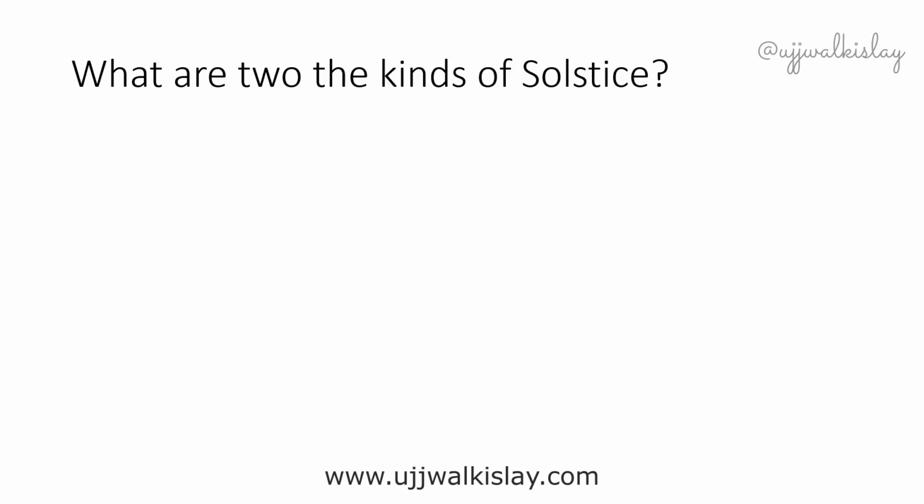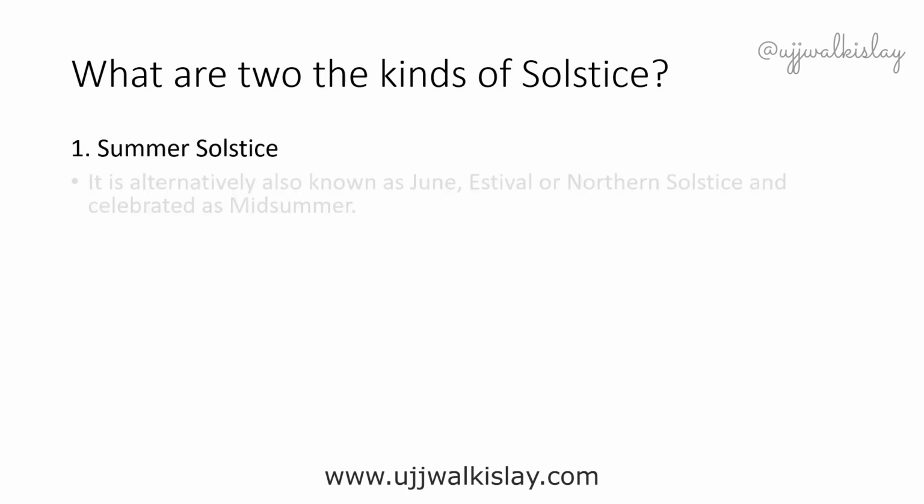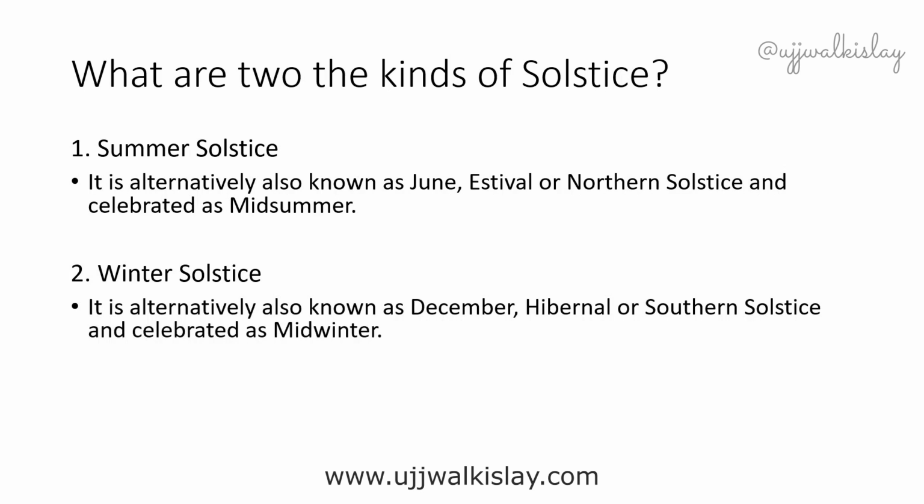What are the two kinds of solstice? The two kinds of solstice are the summer solstice and the winter solstice. The summer solstice is alternatively also known as June solstice, estival solstice, northern solstice, and sometimes celebrated as midsummer. Similarly, the winter solstice is also known as December solstice, hibernal solstice, or southern solstice, and sometimes it is referred to as midwinter.